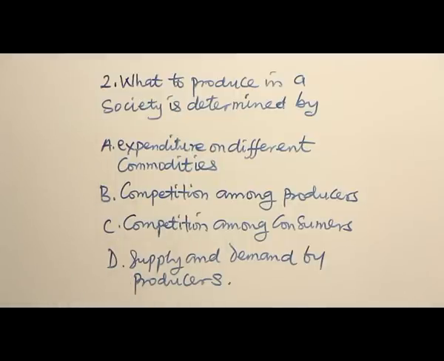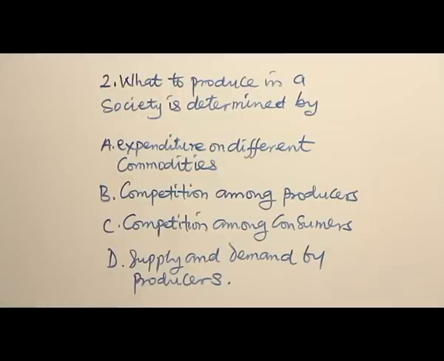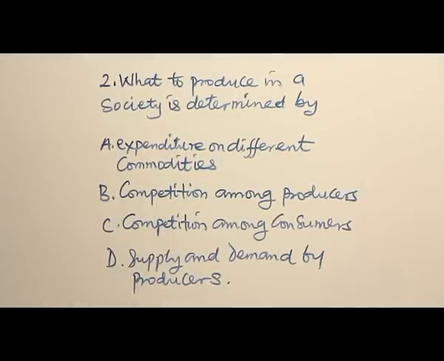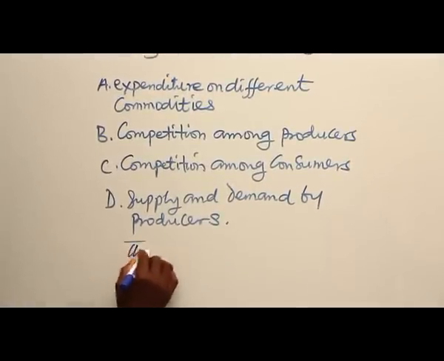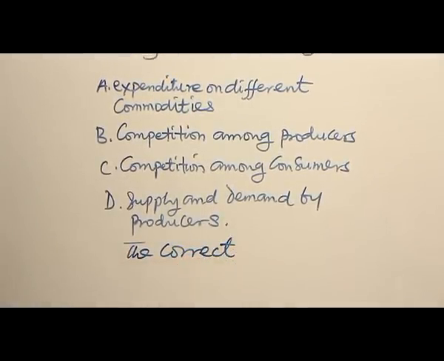Option B, competition among producers. Competition among producers will only bring down the price of the commodity. And C, competition among consumers. Competition among consumers will only result in inflation. And D, supply and demand by the producer. Of course, the producer supplies and is not the one to buy. So, option A is correct, options B, C and D are not correct. Therefore, the correct answer is option A.